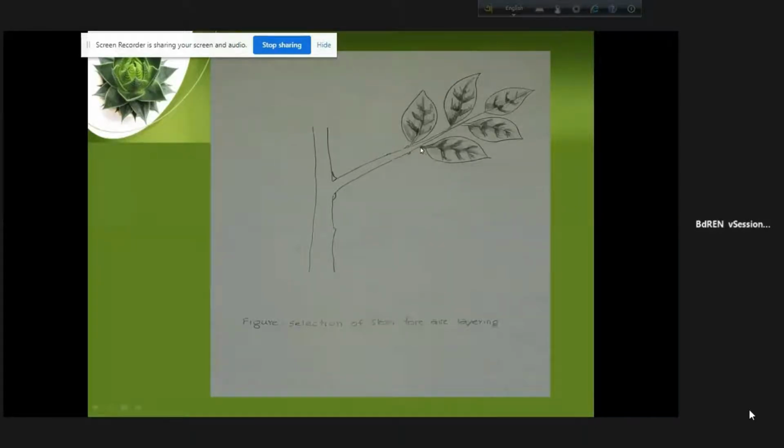That means one branch from this point will grow, and from that point there will be several leaves. That is compound leaf. So lychee leaf is compound leaf, and when drawing, you have to consider that. Think that this is a lychee branch, and the branch which is horizontal, this is a horizontal branch. We will not select any vertical branch for air layering, we will select a horizontal branch. So think that we are selecting this branch for air layering.